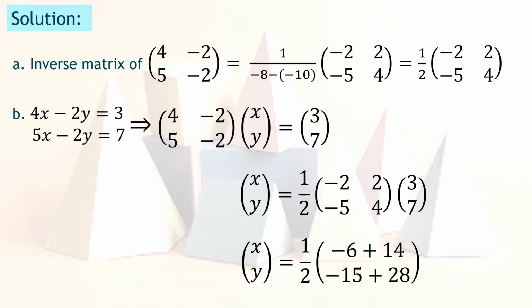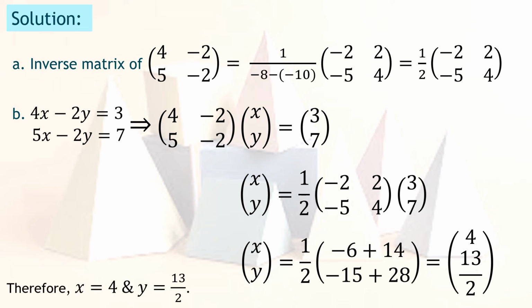negative 15 plus 28. So always remember to multiply your row times the column in here, then row times your column. So we have negative 6 plus 14 is equal to 8, and negative 15 plus 28 equals 13. So from here, 1 half times 8 is equal to 4, and 13 times 1 half is equal to 13 over 2. So we have x equals 4 and y equals 13 over 2.